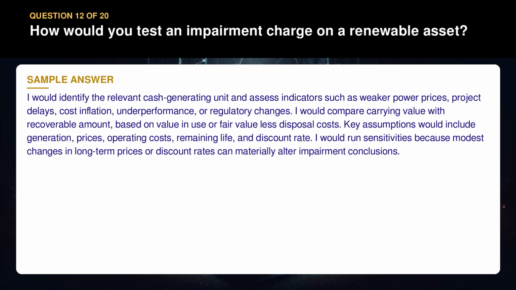I would identify the relevant cash-generating unit and assess indicators such as weaker power prices, project delays, cost inflation, underperformance, or regulatory changes. I would compare carrying value with recoverable amount, based on value in use or fair value less disposal costs. Key assumptions would include generation, prices, operating costs, remaining life, and discount rate. I would run sensitivities because modest changes in long-term prices or discount rates can materially alter impairment conclusions.